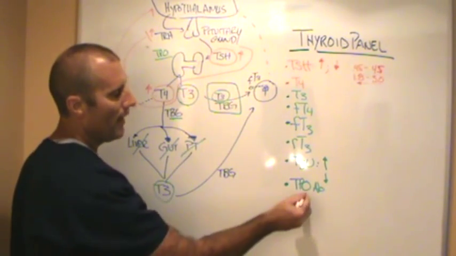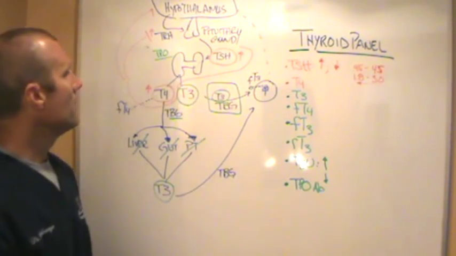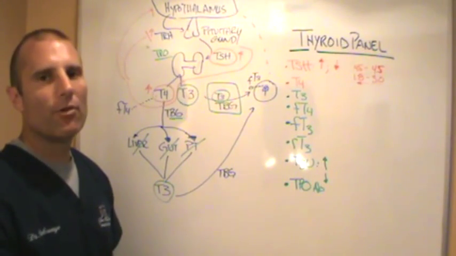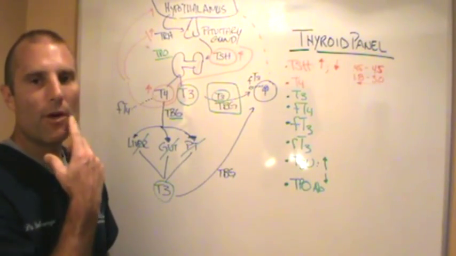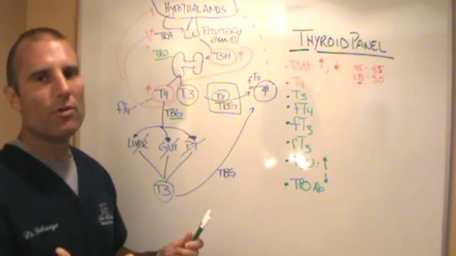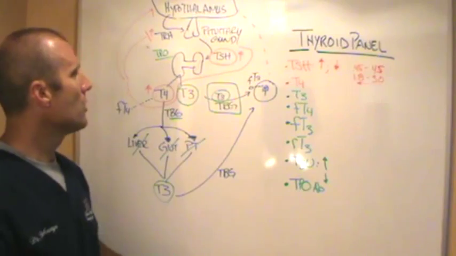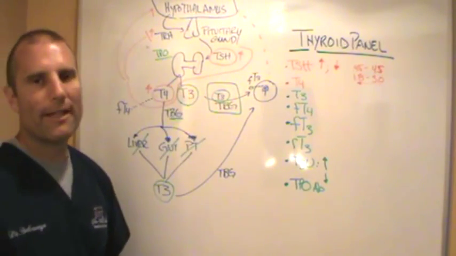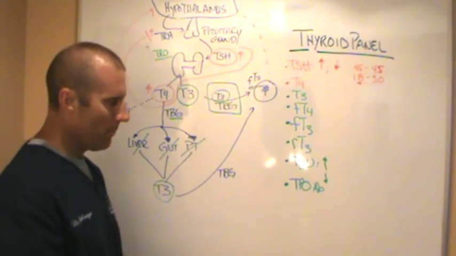And if we have antibodies to TPO, that means every time the thyroid's trying to make thyroid hormone, it's increasing TPO activity. As it increases TPO activity, the immune system produces more antibodies, which can lead to more destruction of the thyroid gland. So we want to see what TPO antibodies are.